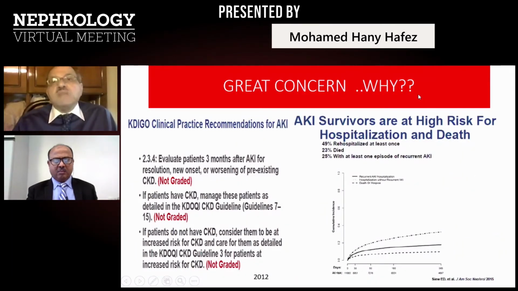Why are we giving this talk? What is the main concern? Not only because of the poor statistics that I mentioned, but because of the AKI survivors, 49% are rehospitalized at least once, around a quarter of them die, and around a quarter of them have at least another episode of AKI. So it is a very serious disease, not amenable to control yet.